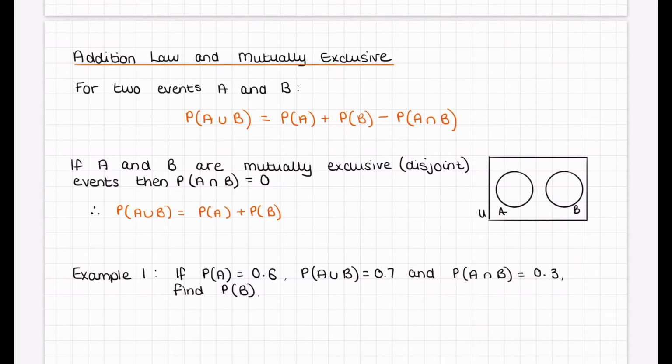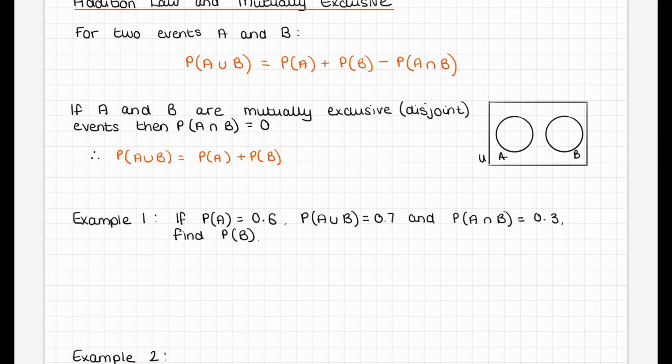So this first example: if the probability of A equals 0.6, A or B equals 0.7, and A and B equals 0.3, find the probability of B. So we're going to use the addition law, the first equation there. I'll just write that out.